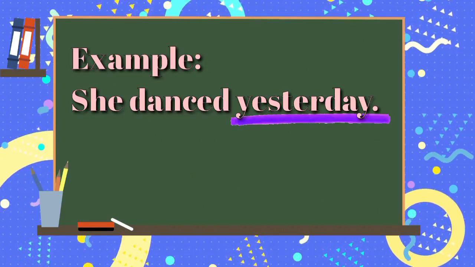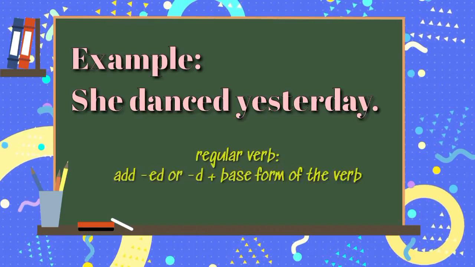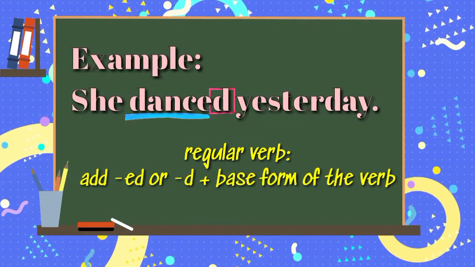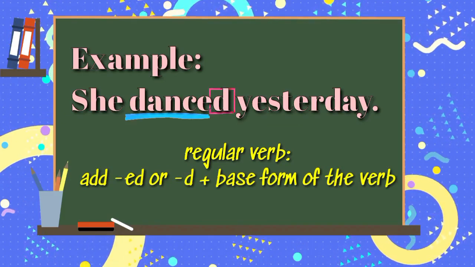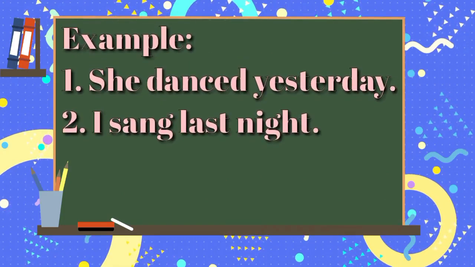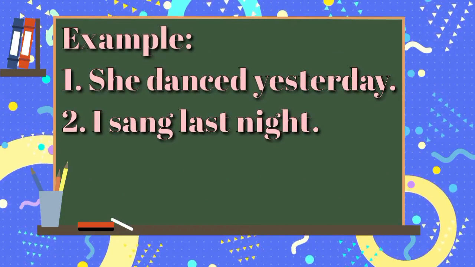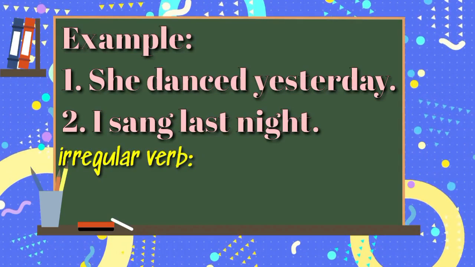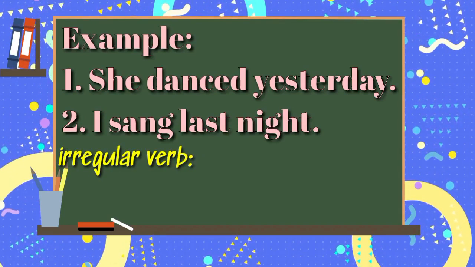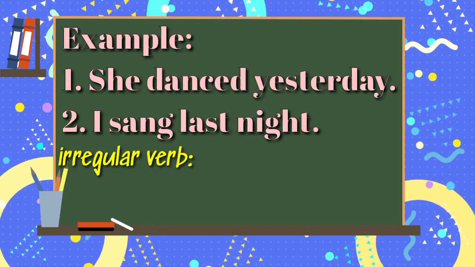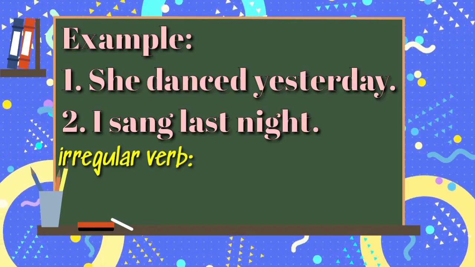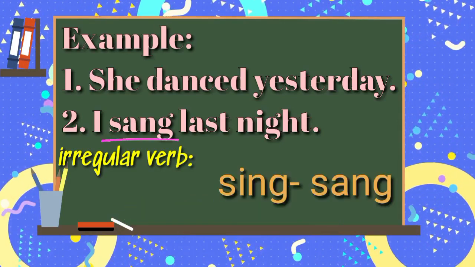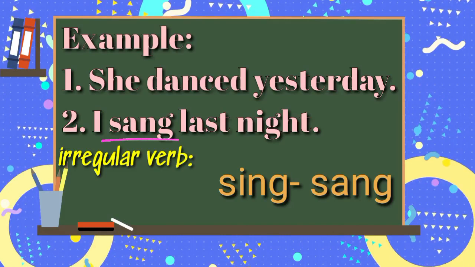In order to transform the past tense of regular verb, we add ed or d to the base form of the verb just like our verb in the sentence. Another sentence, I sang last night. In this sentence, we have irregular verb. Irregular verbs do not follow the rules on forming the past tense of regular verb. We transform the verb by changing its spelling, just like the verb sing. It becomes sang in the past tense.